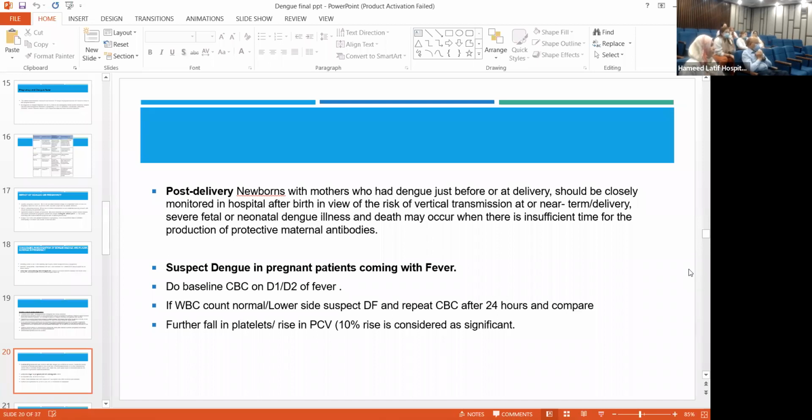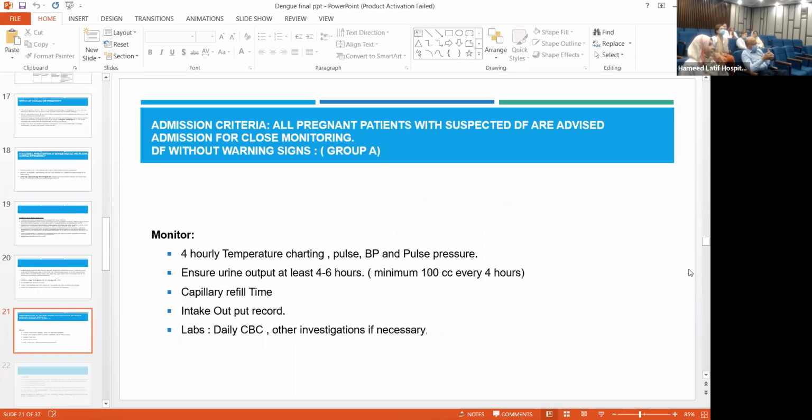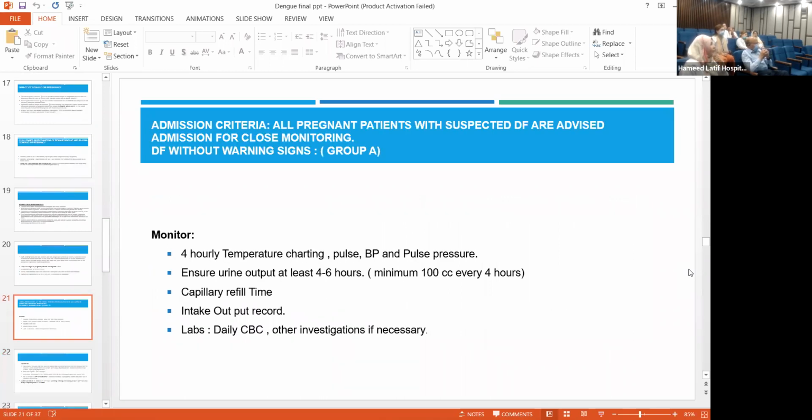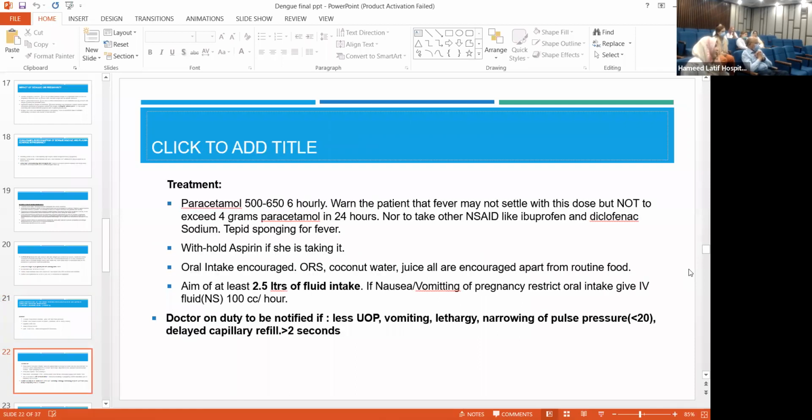For suspected dengue in pregnant women coming with fever, we should do the baseline on day 1 and day 2 of fever, and the same WBC, and further fall in platelets should be seen from day 1 to day 2. There should be 4-hourly temperature charting, and pulse and BP should also be monitored. Urine output is very important because in case of shock this can decrease, so the patient should be catheterized if admitted. Capillary refill time should be monitored, with intake-output record, and daily CBC and other investigations if necessary.